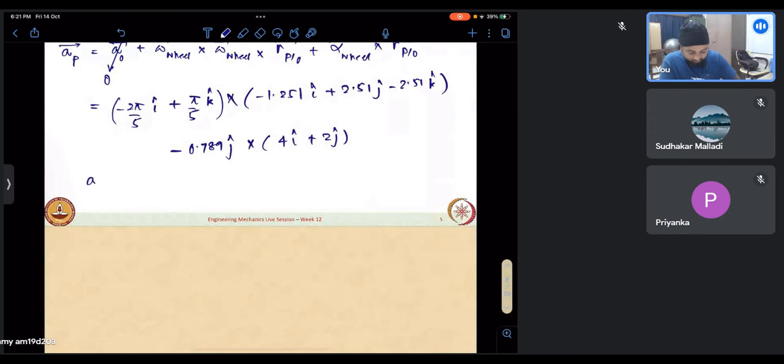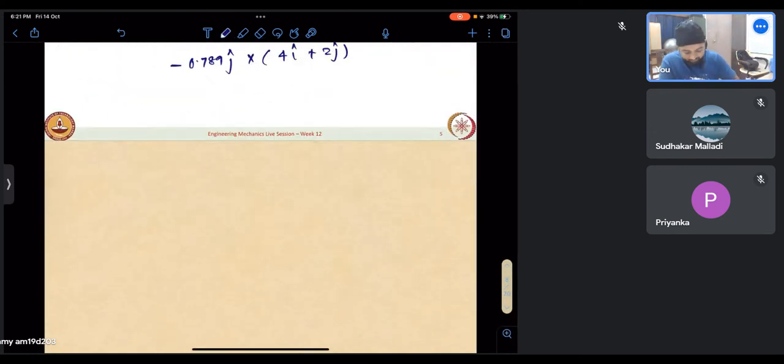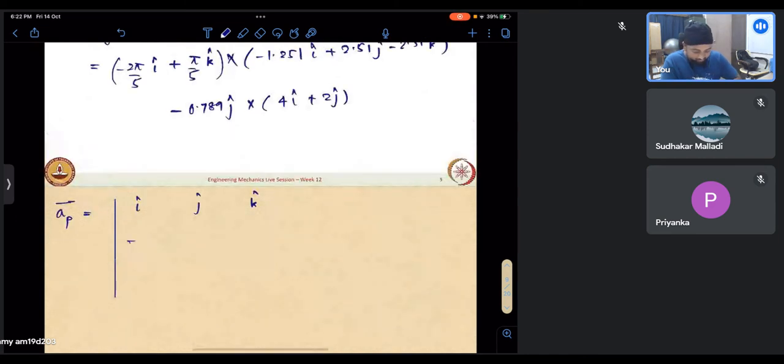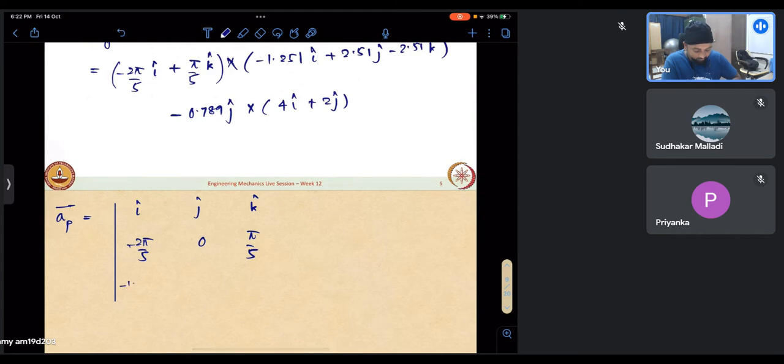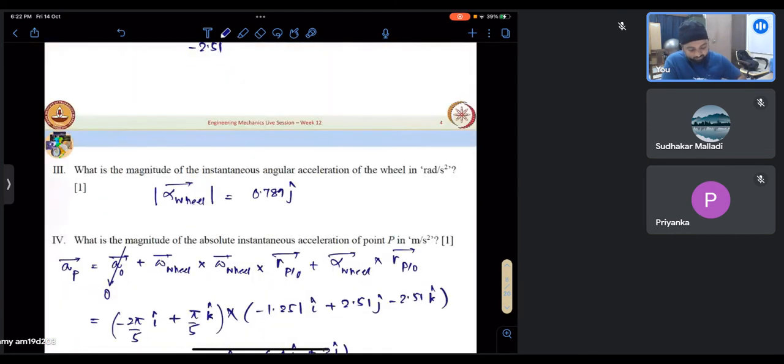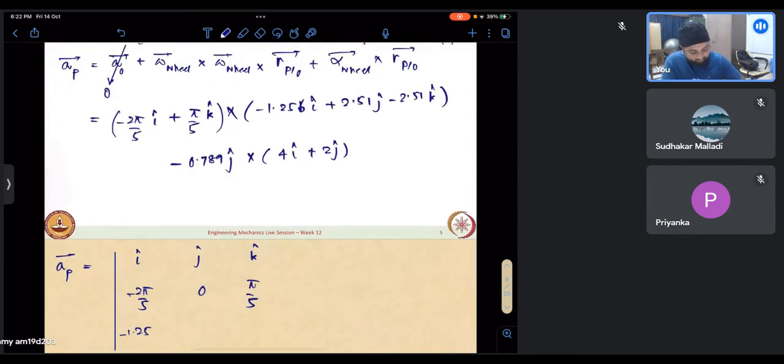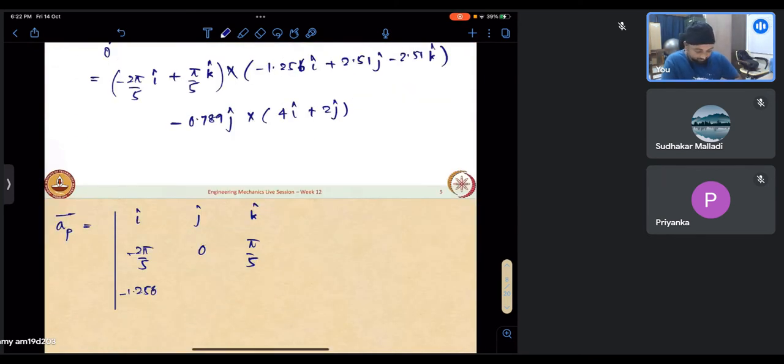So acceleration of P, let me do it in the next page. Acceleration of P comes out as, again I have to do the cross products. IJK, I have my minus 2 pi by 5, 0, pi by 5, and then I have my velocity here, minus 1.256. Yeah, this was 2.51, and then this is minus 2.51.